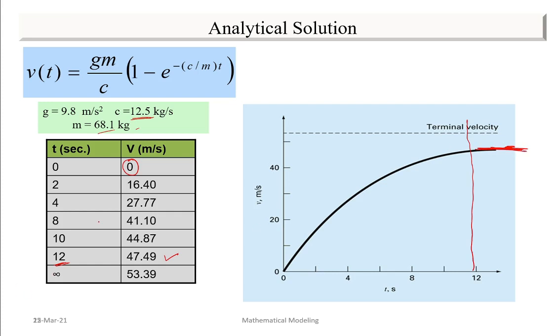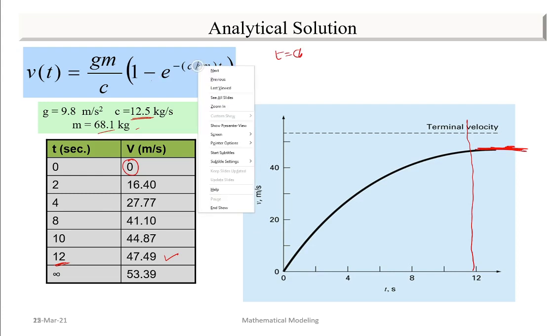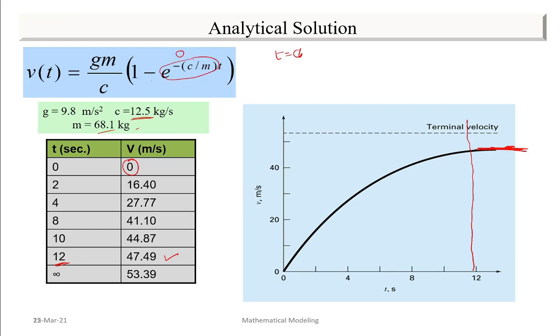You want to determine what this observation is. If I put t equal to infinity here, e raised to minus infinity becomes 0, so this entire term becomes 0. We know G, M, C, I can substitute, and this is what is called the terminal or maximum velocity. So this is what we have seen in a simple analytical solution.